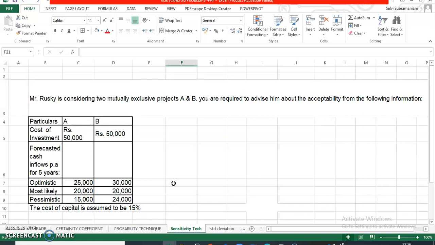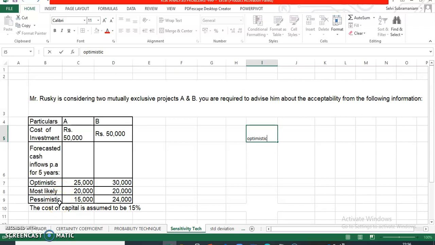The project's NPV and IRR can be computed here under the following three assumptions. That is, optimistic, most likely, and pessimistic. So the project's NPV and IRR will be computed under these three major assumptions. One is when it is optimistic, which means we are looking at the project during its best outcome. Most likely is the expected or the normal situation, and pessimistic is the worst outcome situation.